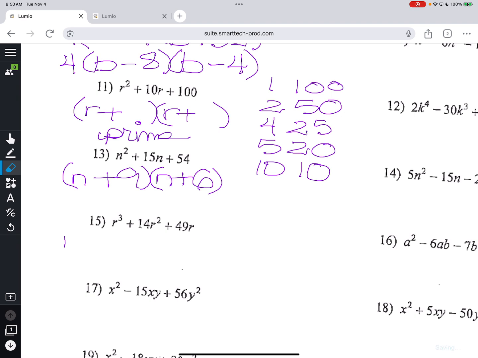Good. All right, R. So we have r squared plus 14r plus 49. So, this time are we adding or subtracting to get the middle number? Adding. So 2 factors that multiply to 49 and add to 14. So 7 plus 7.